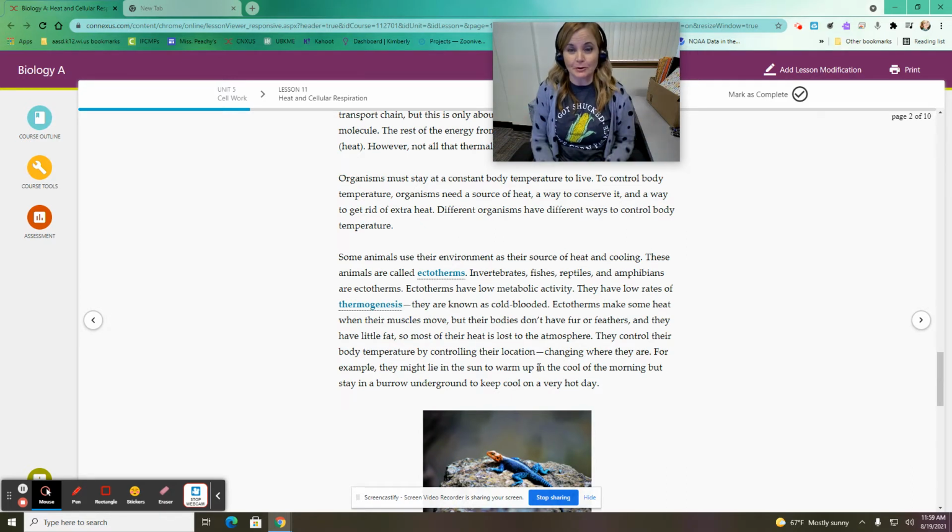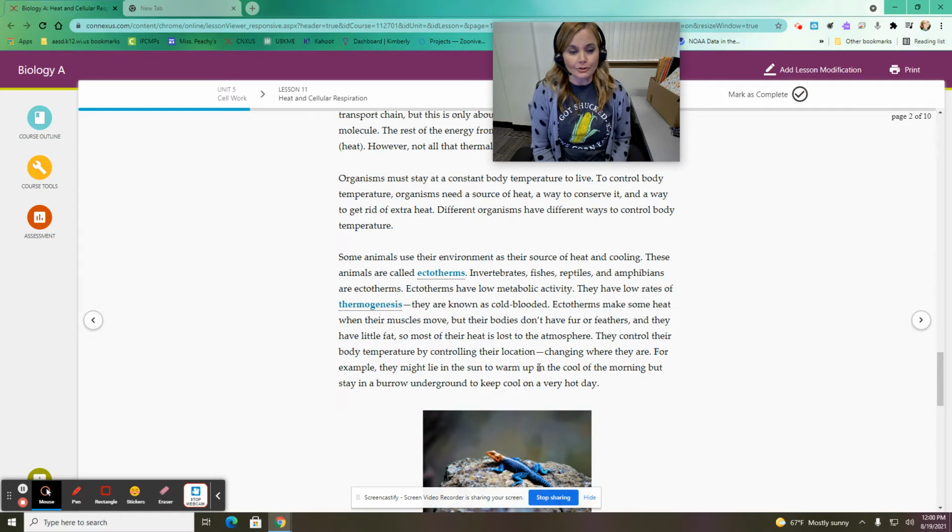So when we're looking at organisms, specifically animals, there are two main groups of animals. I mean, you can divide up animals in multiple different ways, but one way to think of them is ectotherms versus endotherms. An ectotherm, which you might have grown up learning as a cold-blooded animal, right? The more scientific term is ectotherm. These include invertebrates, fishes, reptiles, and amphibians. They have low metabolic activity. So they're having less of that cellular respiration happening because they rely on the external environment to regulate their body temperature rather than their own ability to produce heat.